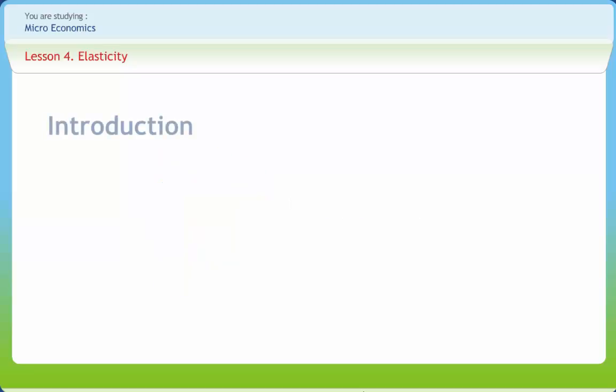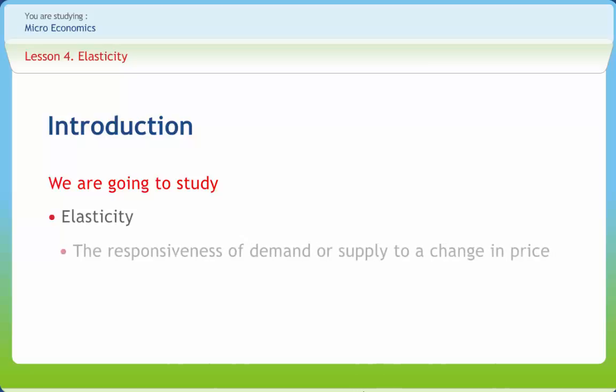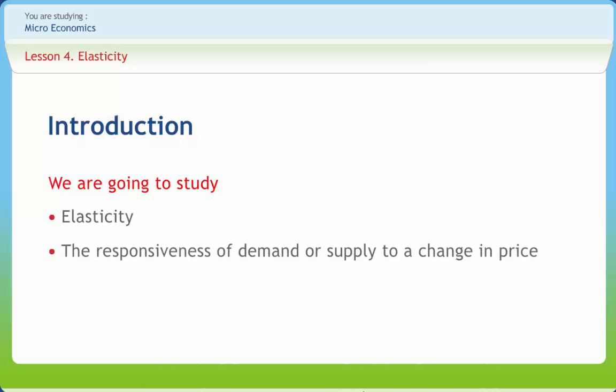Elasticity. So firstly, we should know the meaning of elasticity. Elasticity is the responsiveness of demand or supply to a change in price. Elasticity varies among products because some products may be more essential to the consumer. Products that are necessities are more insensitive to price changes because consumers would continue buying these products despite price increases.